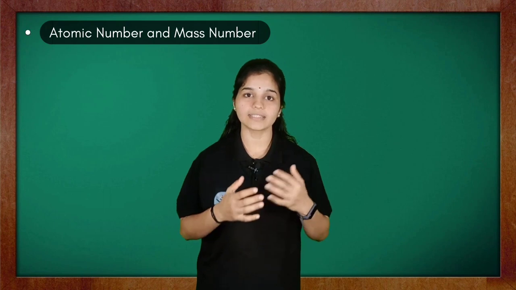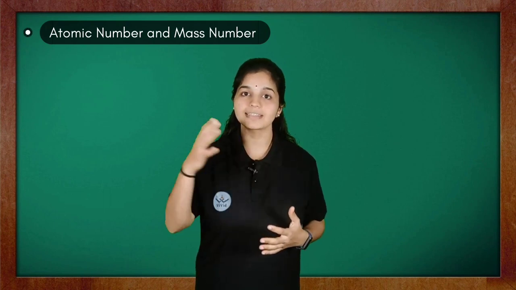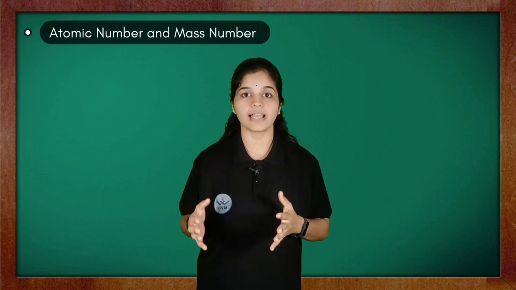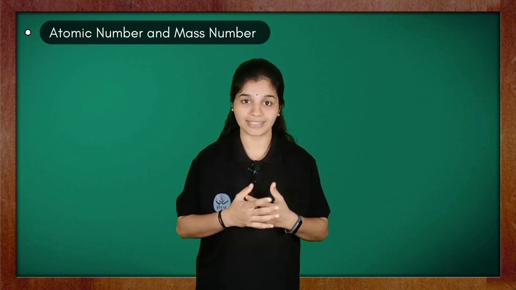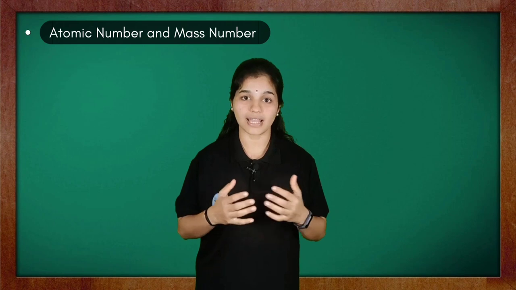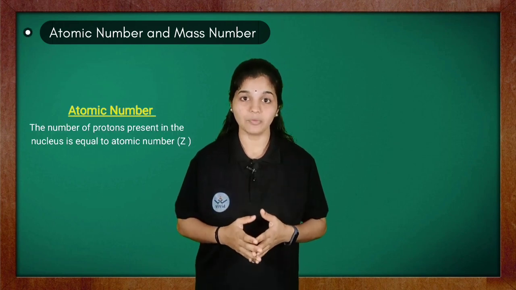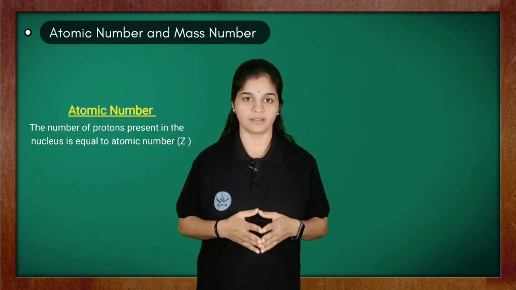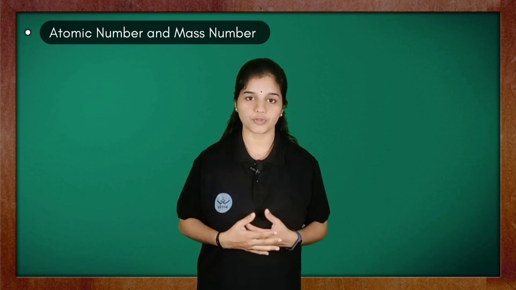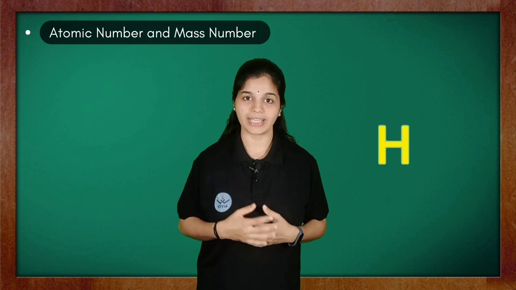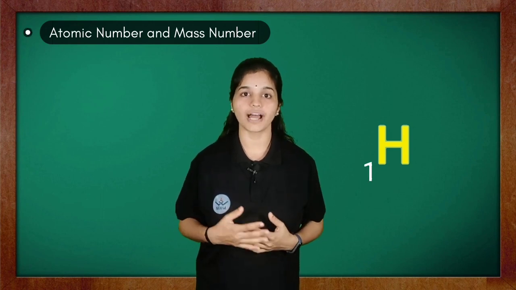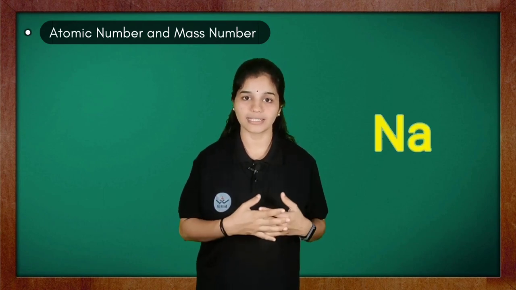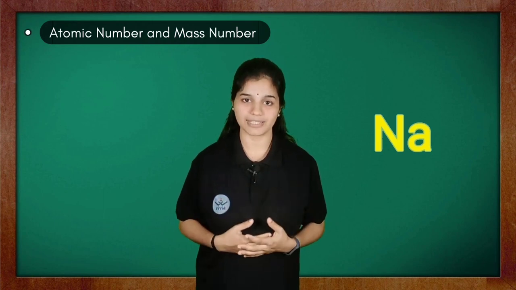Also, we know that the charge on a proton is the opposite of the charge on the electron. The total number of protons and the total number of electrons present in an atom are equal, and this is so because an atom as a whole is electrically neutral. Now, the number of protons present in an atom is termed the atomic number. For example, the number of protons in a hydrogen atom is 1, and therefore the atomic number of hydrogen is 1. Consider sodium, which has 11 protons in the nucleus, and therefore its atomic number is 11.